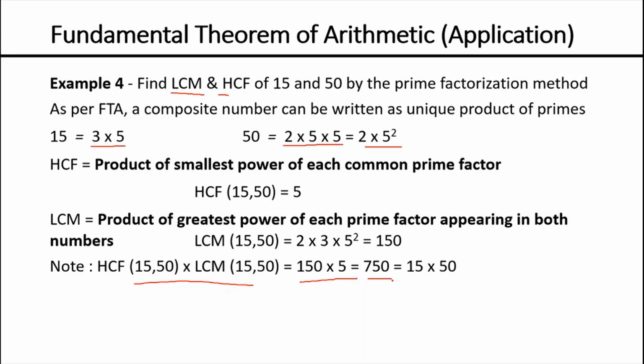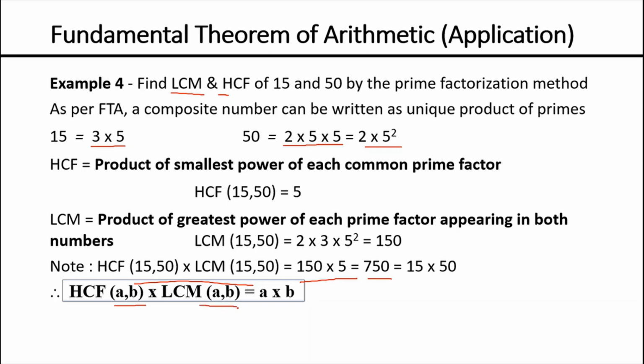So from this example we can conclude an important formula which can be applied to only two integers. Please note that this formula can only be applied to two integers. It is not applicable to three integers. This formula states that the HCF, or highest common factor, of two numbers multiplied by the least common multiple of those two numbers is equal to the product of those two numbers.